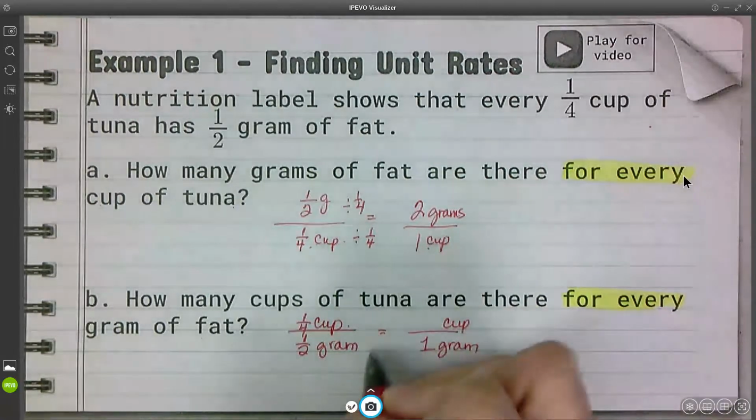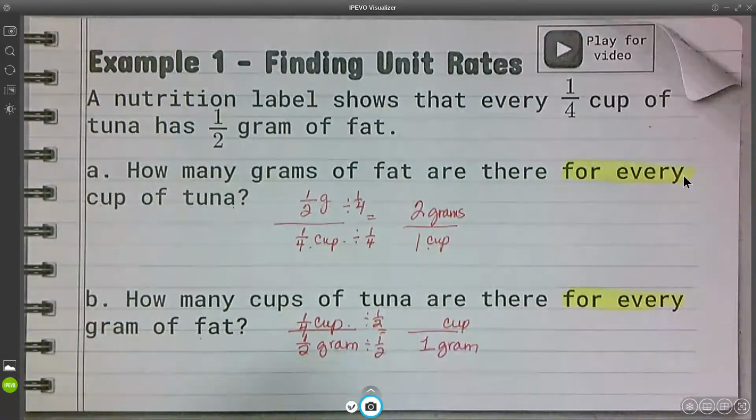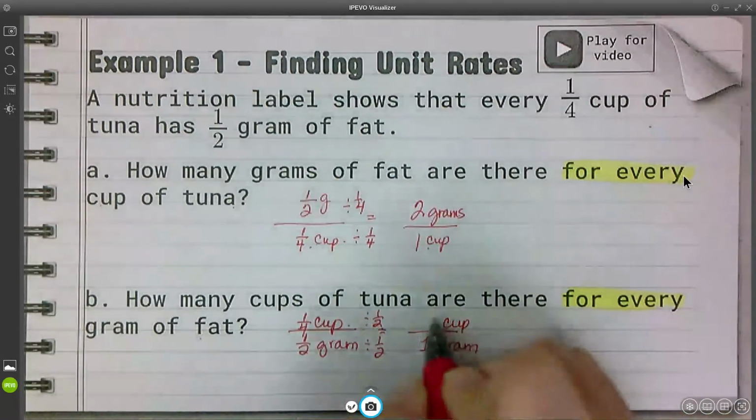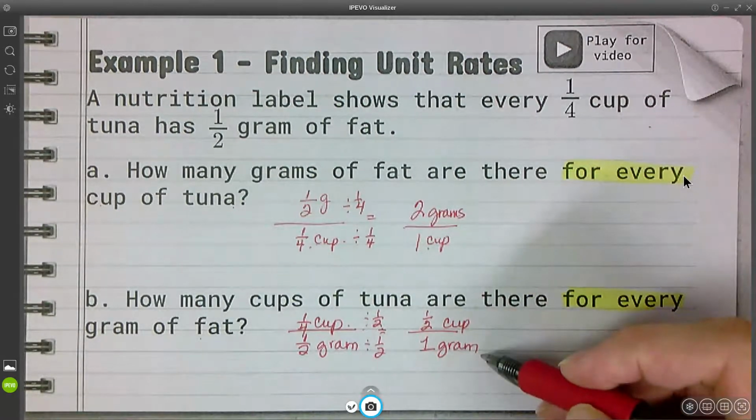So to turn our denominator into a 1, we divide by itself. And if we do it to the denominator, we have to do it to the numerator. So when we put in our calculator 1/4 divided by 1/2, we get a half a cup. So there's a half a cup of tuna for every 1 gram of fat.